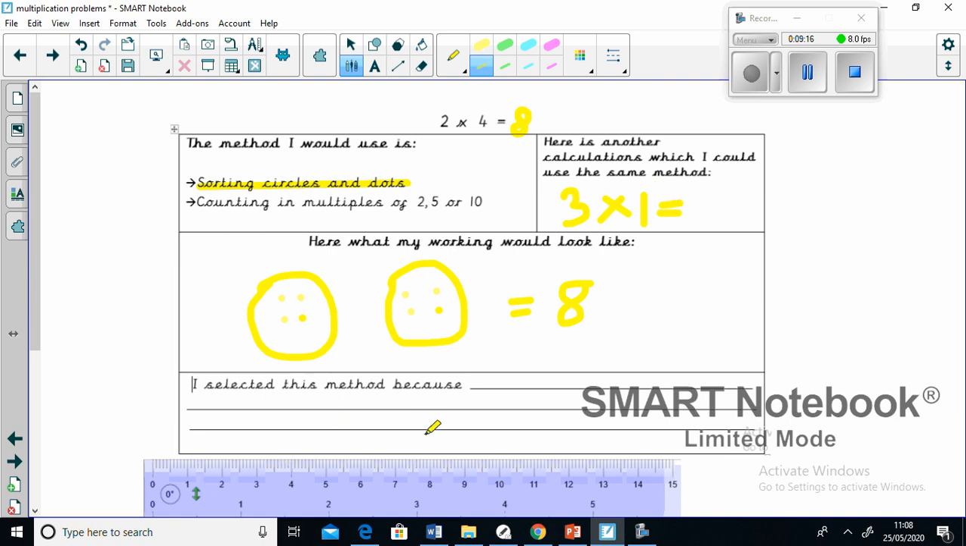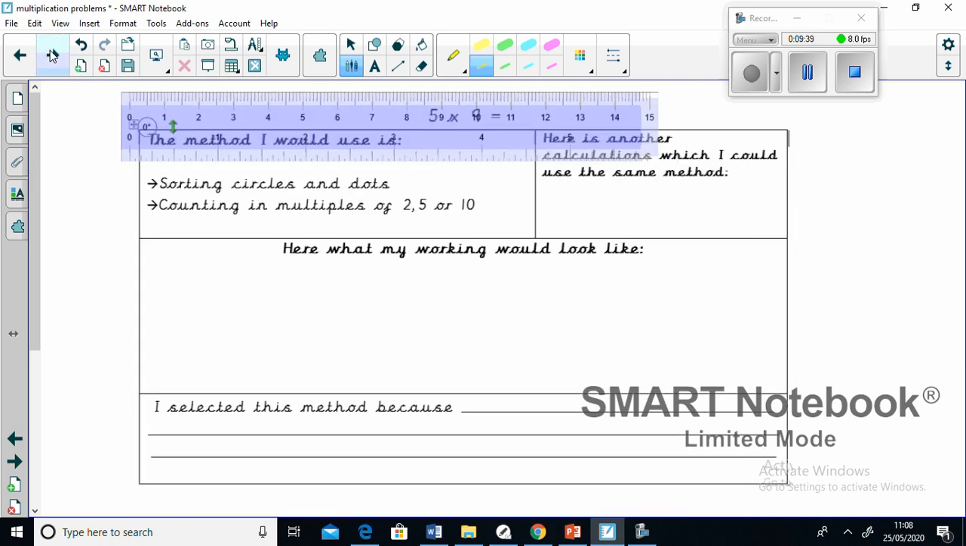And finally, this is probably the trickiest bit. It says, I selected this method because. Here's where I want you to use that really good mathematical vocabulary. Tell me why you chose that method. Use the word factor, okay, or factors. I selected this method because. Tell me about the size of the factors. Tell me why they lent themselves to this method. Okay, you can repeat this with a range of different ones.